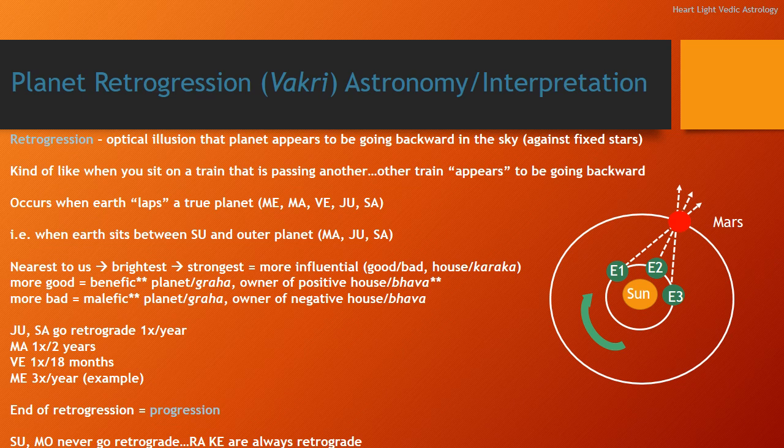Almost like a full moon. You can kind of think about it that way, right? Because a full moon, it's brightest when the moon is farthest from the sun. Same thing with these other planets. Okay. So nearest to us means brightest, means strongest, and interpretation-wise, it means these planets are going to be more influential when they're retrograde.